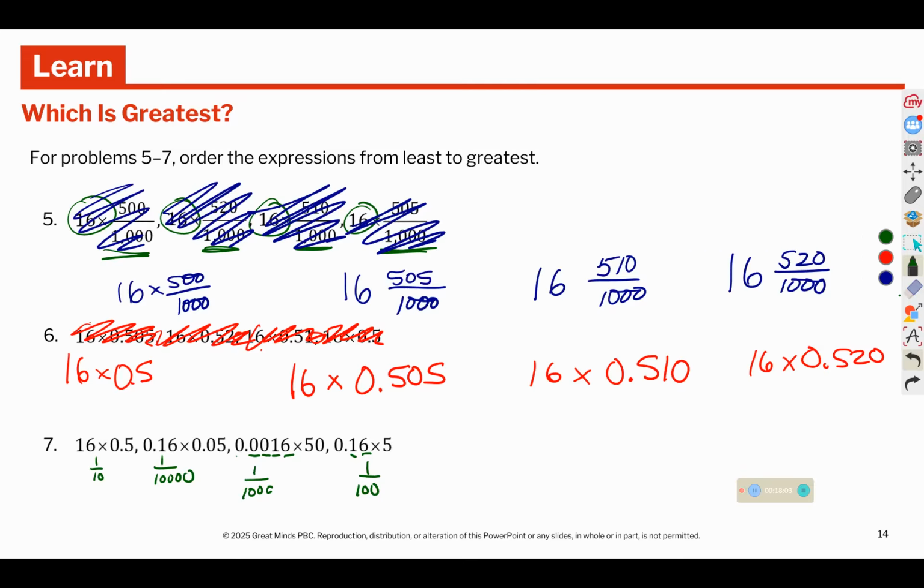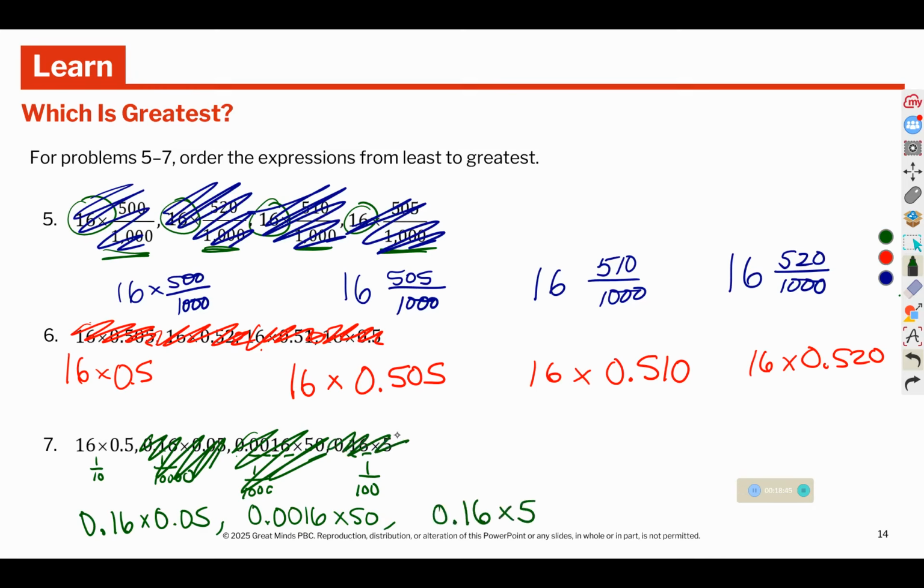So the least is going to be the one with the most amount of decimals. The least is the smallest pieces. So this one's broken down into tenths, hundredths, thousandths, 10,000ths. Then we have the thousandths, 4 decimal spots, but make this one bigger, so really 3. Then this one has 2 decimal spots. And this one has 1.